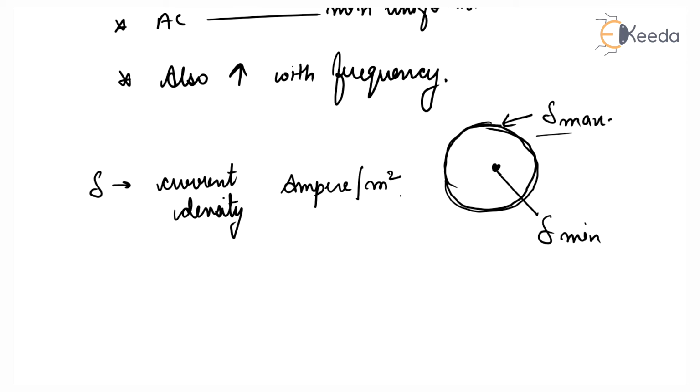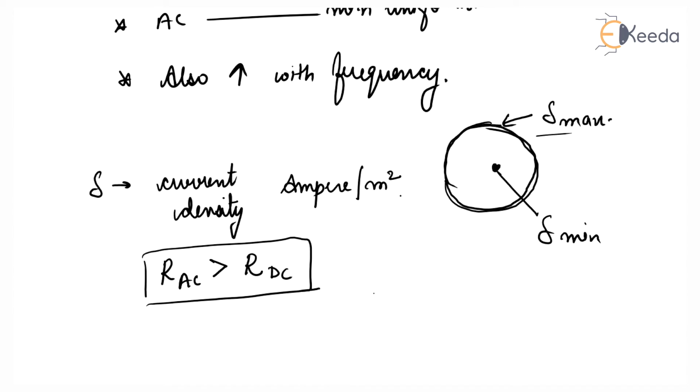And because of this phenomenon, RAC is greater than RDC. Because due to skin effect, the effective area of cross section of the conductor through which current flows is reduced. Consequently, the resistance of the conductor is slightly increased when carrying an alternating current. So, RAC is greater than RDC.